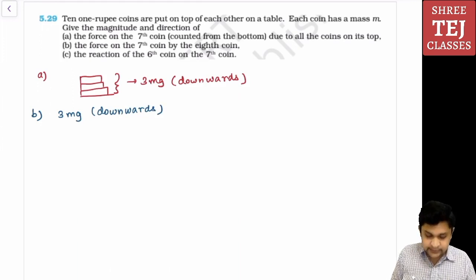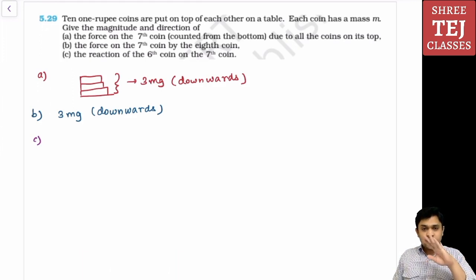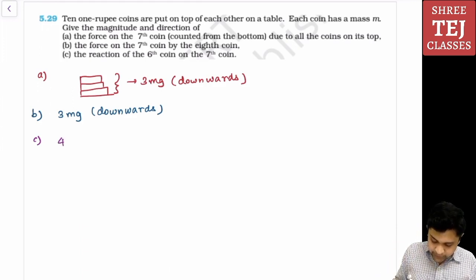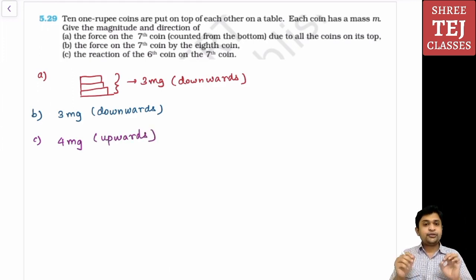Now C part is the reaction of 6th coin on the 7th coin. So 6th coin will face mass into gravitational acceleration of 4 coins, 7th coin, 8th coin, 9th coin and 10th coin. So force on 6th coin would be 4 mg downwards. So that is force by 7th on 6th. Due to Newton's third law, equal and opposite force will be exerted by 6th coin on the 7th. So reaction of 6th coin on the 7th would be 4 mg and direction would be upwards.